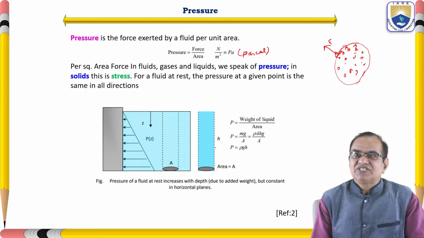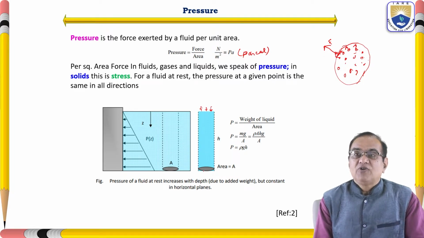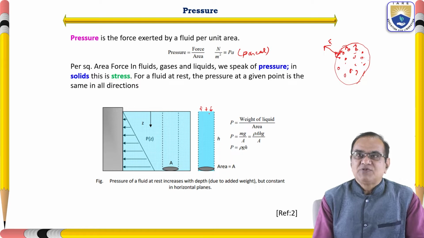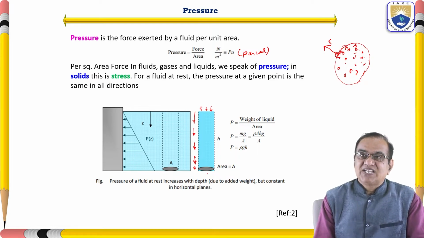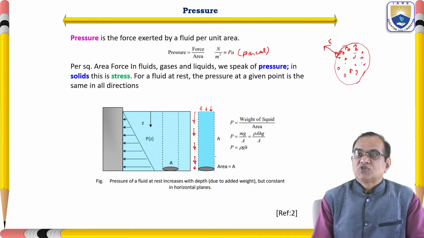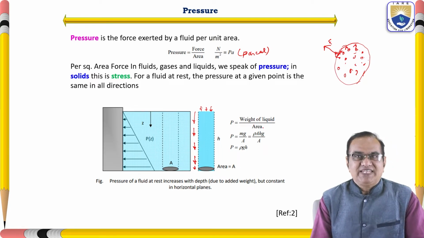If you see here, this is the height, and as you go up, at the top of this edge you don't have any pressure, but at the bottom you have more pressure, because the height of the fluid increases from here to here, and more pressure is acting. So P is equal to the weight of the liquid divided by area.